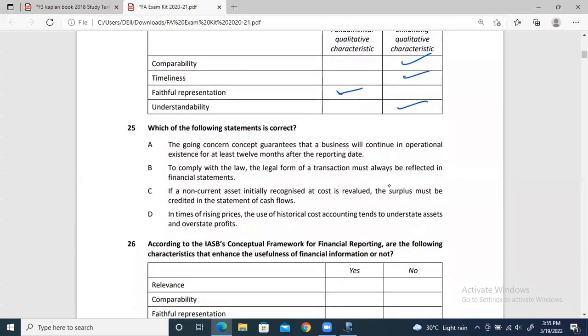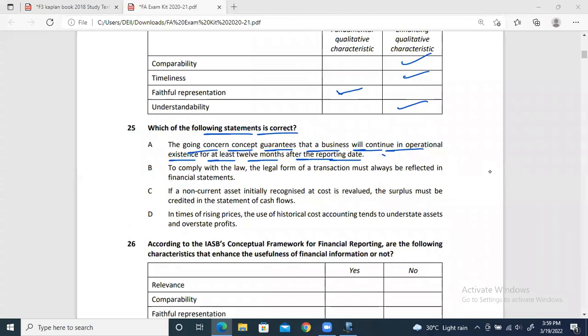Which of the following statements is correct? Let's see. Going concern concept guarantees that business will continue in operational existence for at least 12 months after the reporting date. Yes, so it is correct to some extent, right? But not 100% sure. Let's see option B as well.